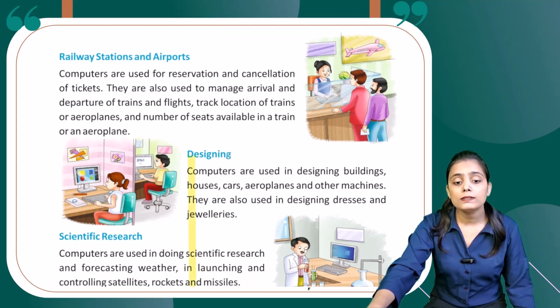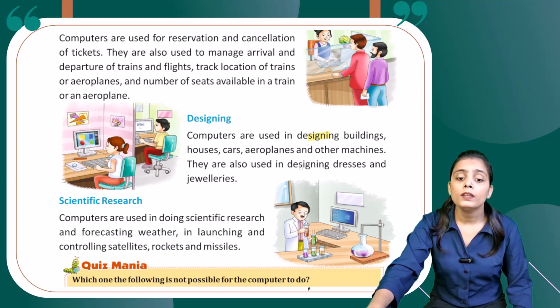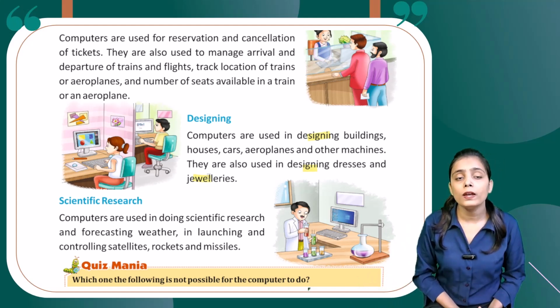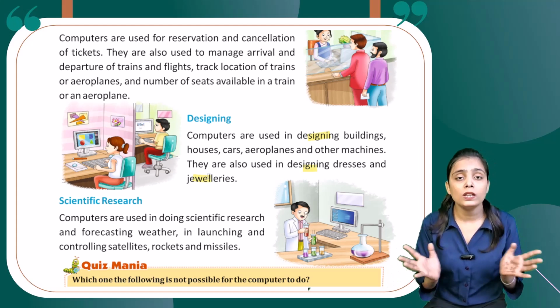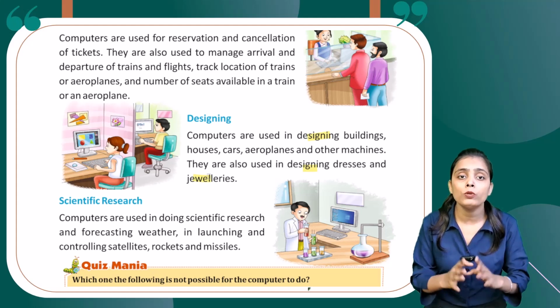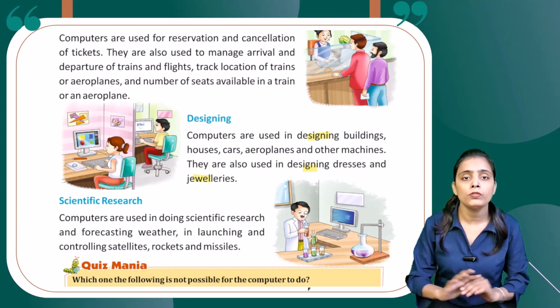Now let's see designing. So in designing too, the computer is used, children. How? Let's see here. Computers are used in designing buildings, houses, cars, aeroplanes and other machines. They are also used in designing dresses and jewelry. So students, you must have noticed that your car and dresses have some pattern; they have been prepared in some way. So how is it happening? Before creating those things, you have to design them. Okay? So with whose help is that designing being done? It is being done with the help of your computer system.